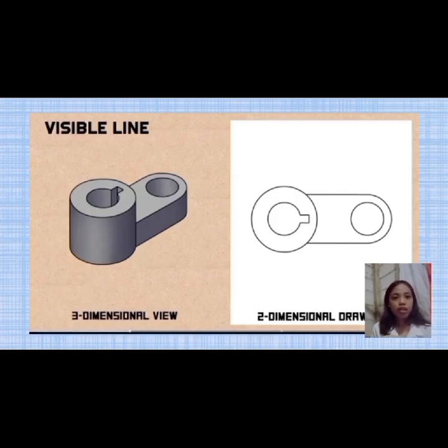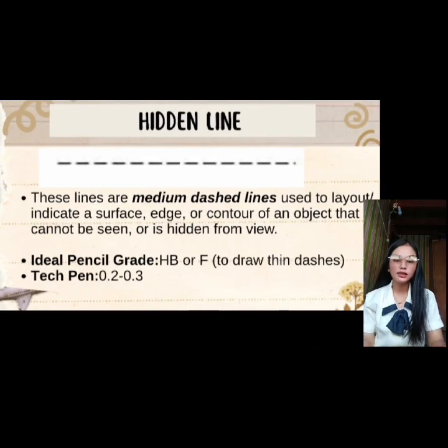So in short, when you use visible lines, you make your drawing look more real and easy to understand because you're showing the parts of the object that can be seen from the outside. So that's all for my part. Thank you for listening.